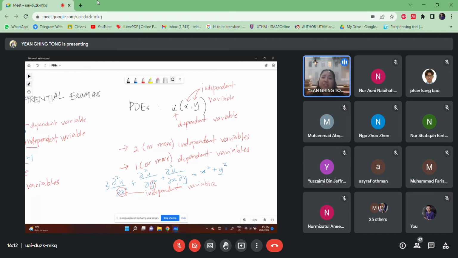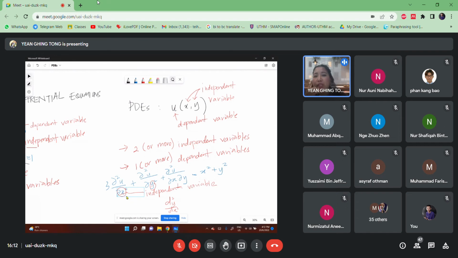Okay, so that's why we use partial. We didn't use d, we didn't use this symbol. Why? The derivative d that we normally use means we want to say the change of something based on that independent variable.